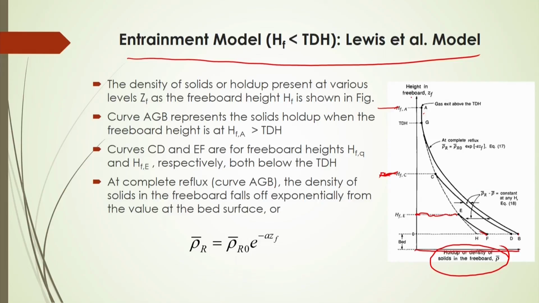So, you can represent this exponential fall of the bulk density, or the holdup, by rho r, which will be equal to rho r 0 into e to the power minus a into z f. This is the exponential decay. Here a is a constant, z f is the height of the freeboard, and rho r 0 is also a constant, represented by the initial density of the solids inside the bed.